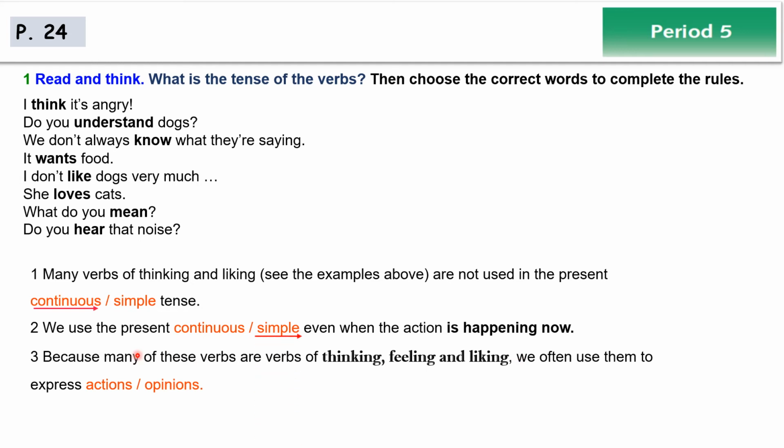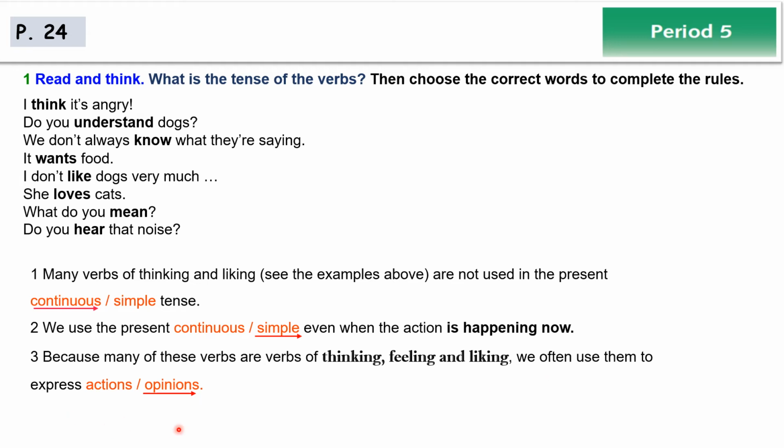We use the present simple even when the action is happening now. Number three: because many of these verbs are verbs of thinking, feeling, and liking, we often use them to express opinions. Number three again, we use the present simple when we are talking about the present continuous. Why? Because many of these verbs are verbs of thinking, feeling, and liking. We often use them to express opinions.